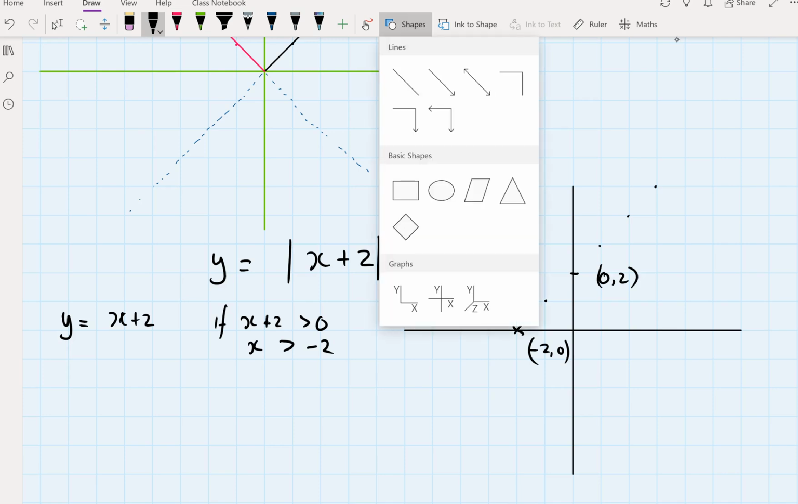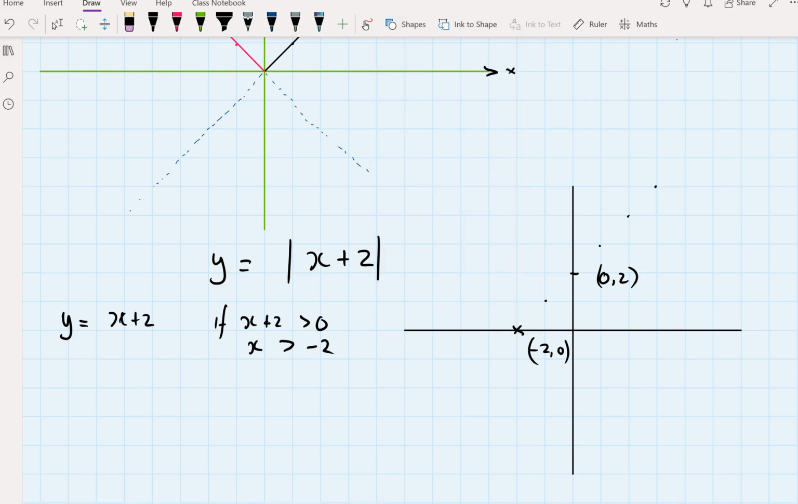And so when x plus 2 is greater than 0, I'm going to have this graph being drawn here. But then I've also got to consider the situation when x plus 2 is less than 0. I should have put an equal sign in over there, sorry. What's that going to look like? Well, that's going to be the function y is equal to minus x plus 2.